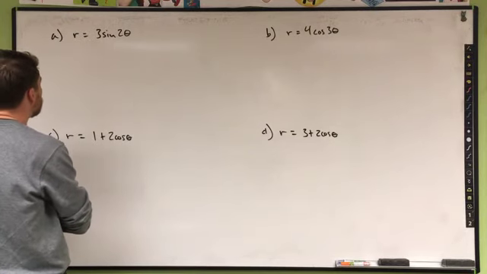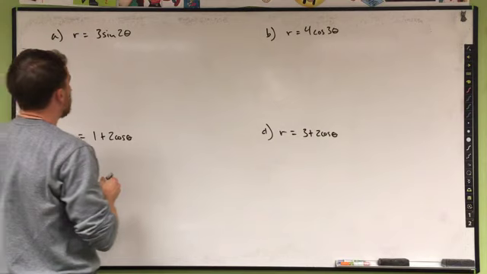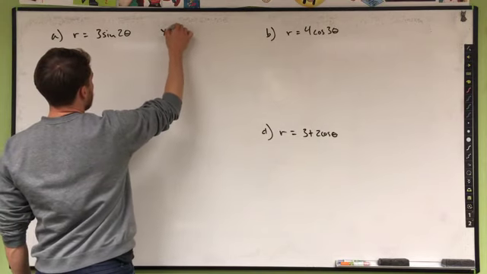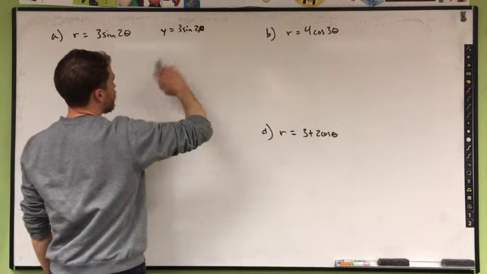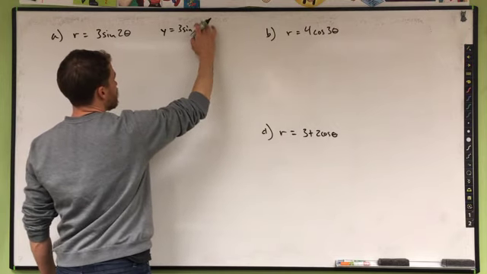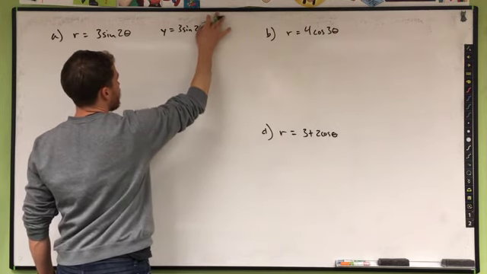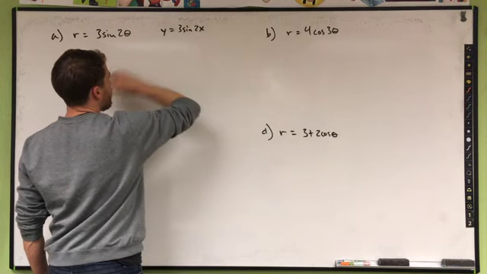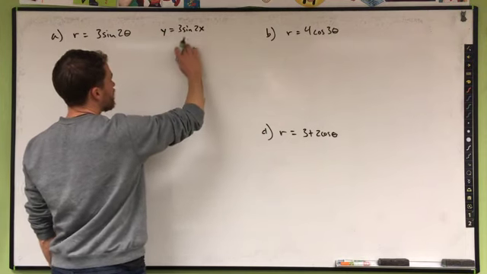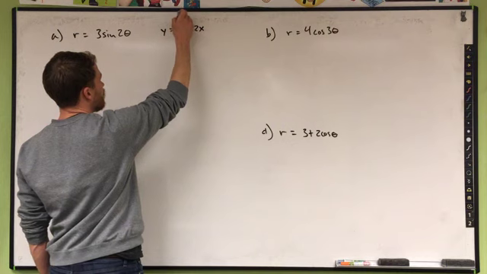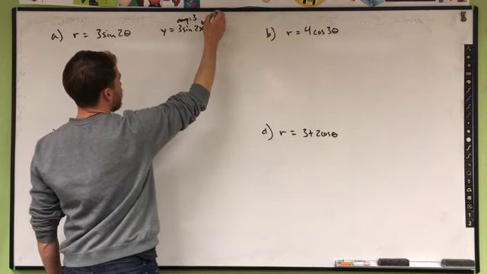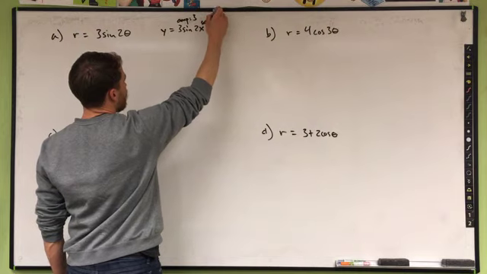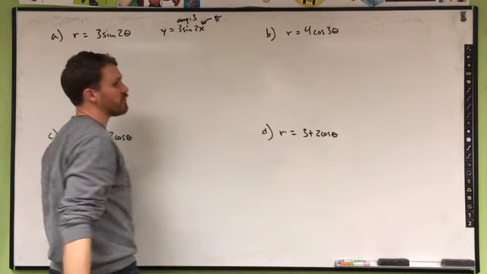All right, one thing that might help me is to think about y equals 3 sine 2x, the Cartesian version of this same thing, because that can help me when I'm thinking about sketching this. I know this thing has an amplitude of 3, and I know that it has a period of pi, because that would be 2 pi over 2.